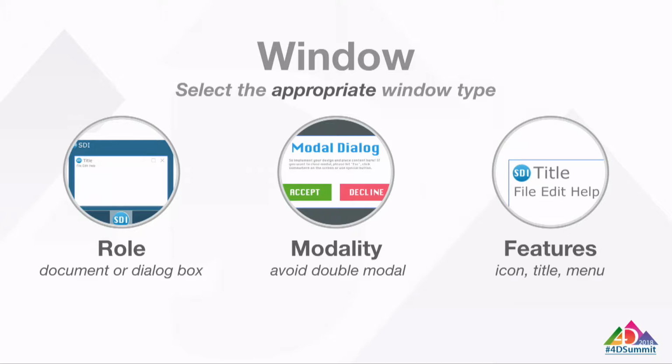And the best way to describe that is to look at the taskbar at the bottom of the screen. Every document is represented as an icon in the taskbar, and the dialog windows are not in the taskbar. You see, there's a clear difference. And the second aspect is the modality.